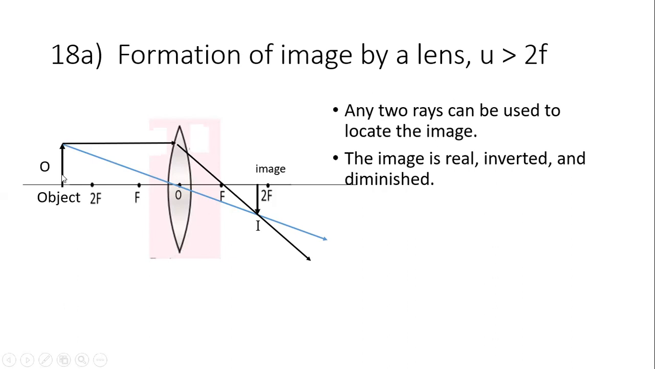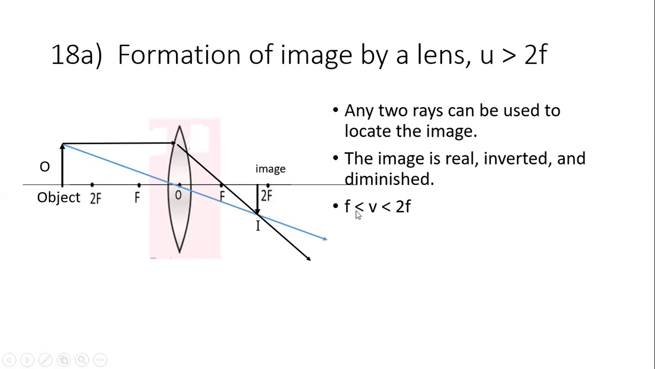Right? The object can be a pin. You put a white paper called a screen here. You should be able to see the inverted pin here. That's what I mean by real. It can be formed on the screen. And then this one is upright, this is called inverted. And then this is smaller, we call it diminished.